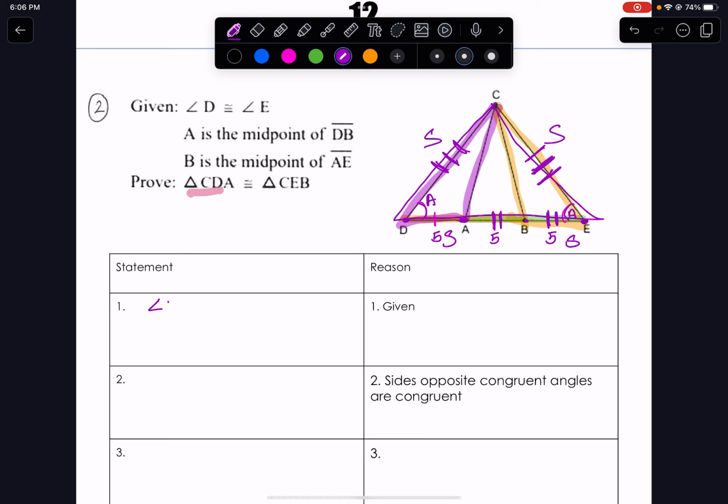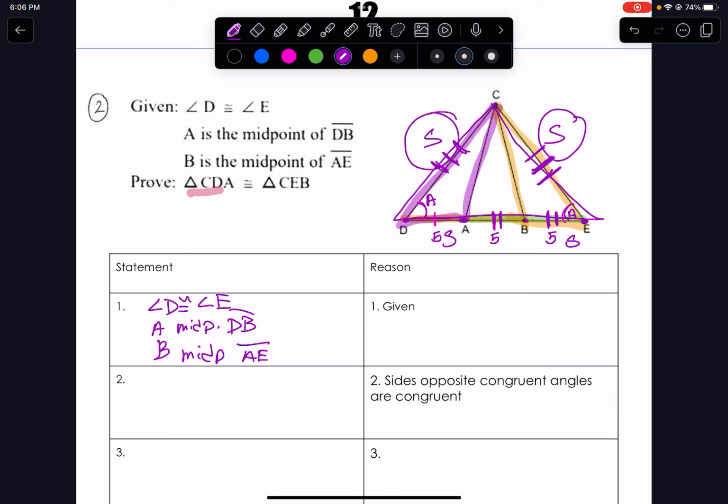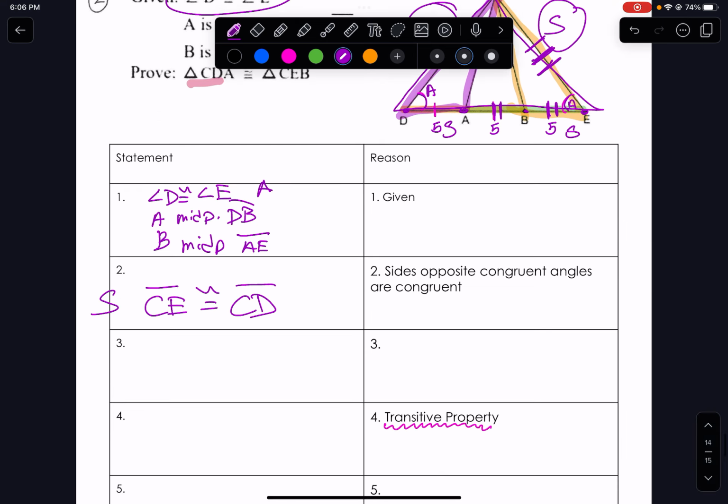So first we write out our givens. I'm abbreviating for the sake of time. So sides opposite of congruent angles are congruent. So that was our third sides here, right? So we can say that CE is congruent to CD because they are opposite of the given base angles. So that's an angle, a side.